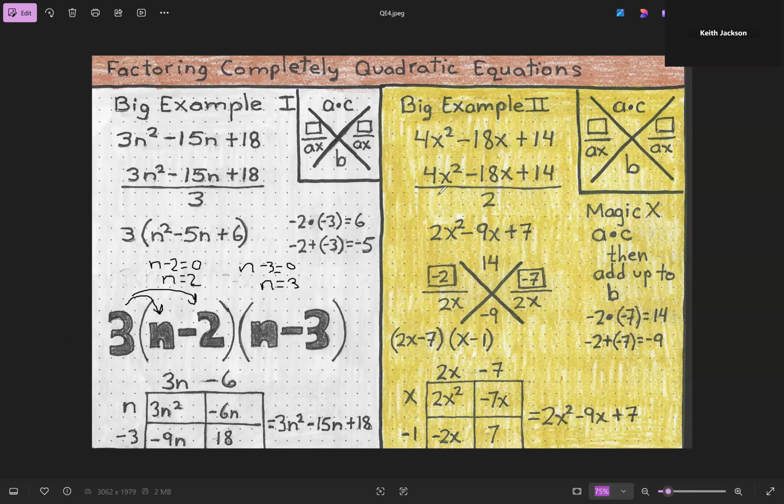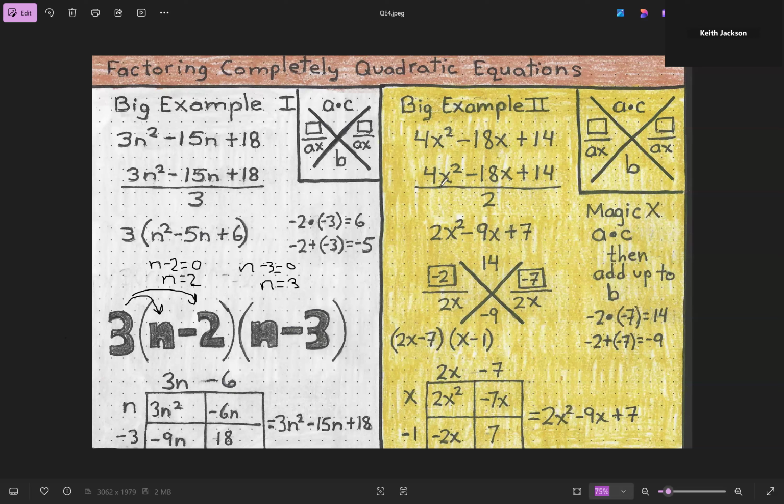And let me repeat that quadratic equation, which is 4x squared minus 18x plus 14. In this case, we are going to use the magic x method that you see right here. We're going to multiply a times c, and we're going to put ax here, and then we're going to put our new b right there. We're going to show you how that's done.